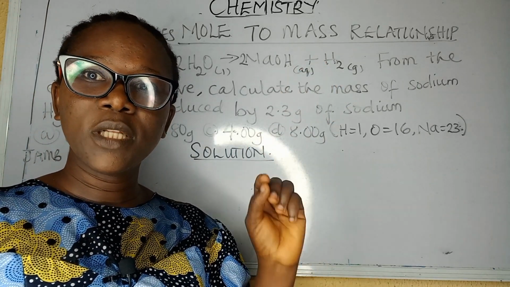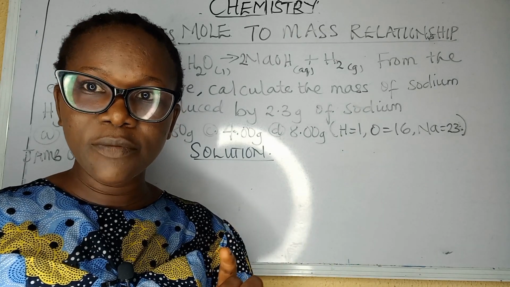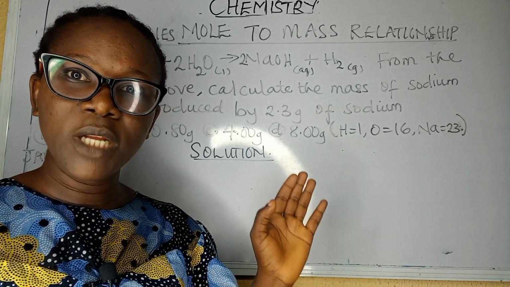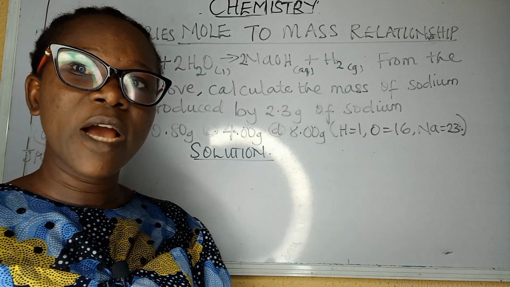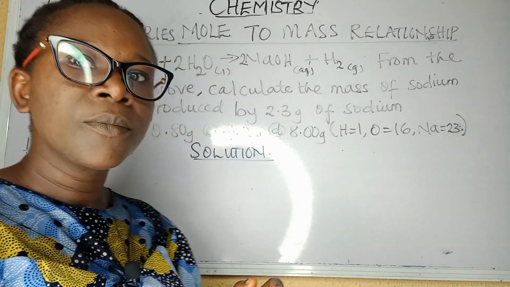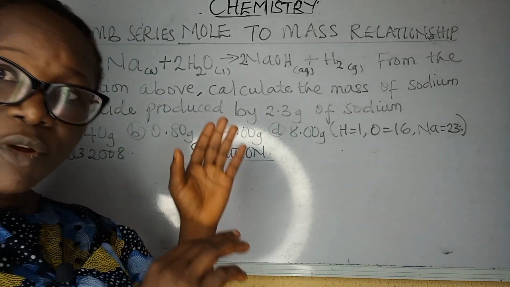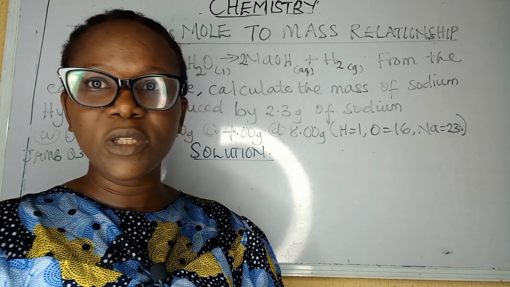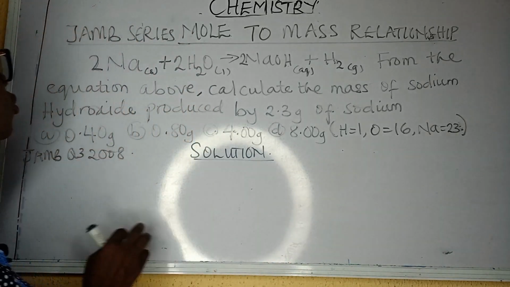In some of these questions, the equation of reaction may not be given, but in this case, the equation of reaction has been given. So from the equation of reaction, we are going to get the first line. Then from the question, we get the second line, then we cross multiply. So look at what I'm going to do here.